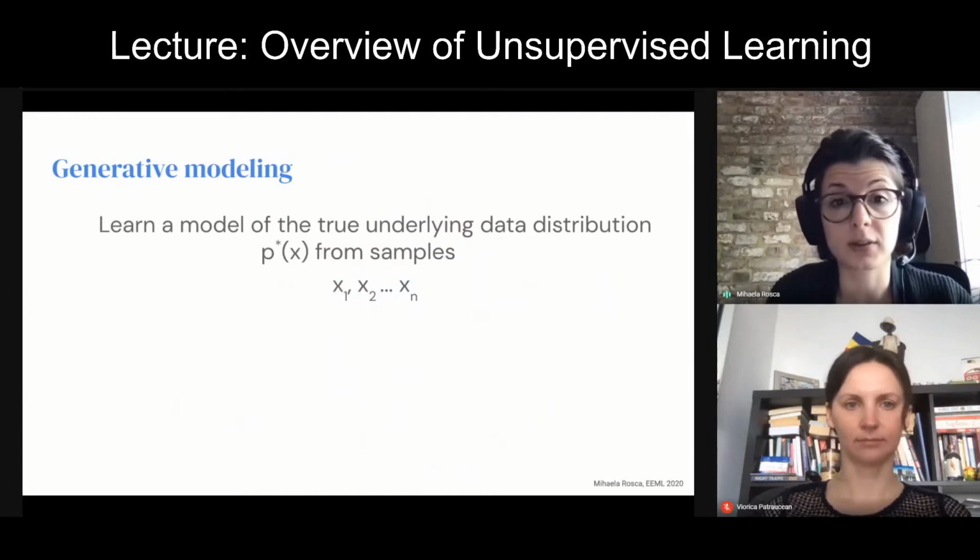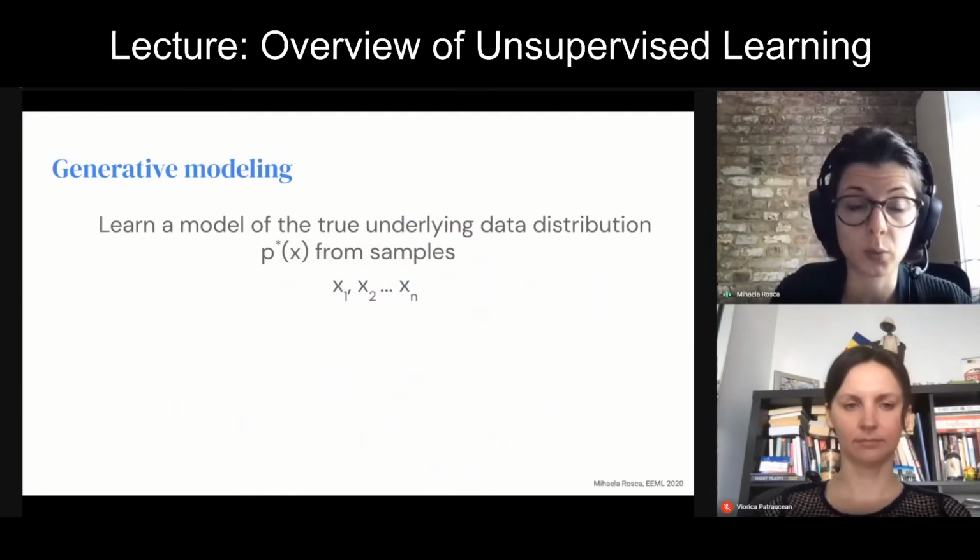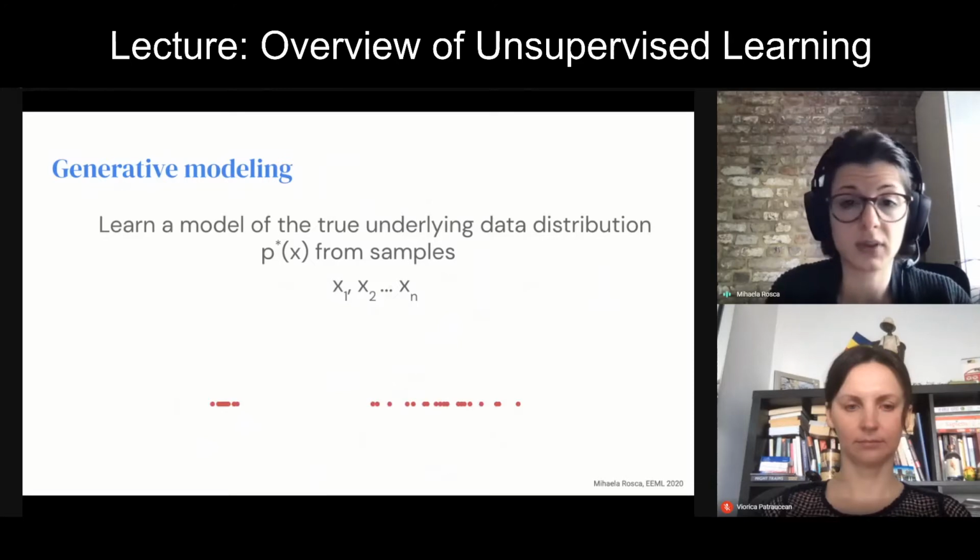There's also generative modeling. In generative modeling, we're trying to learn a model of the true underlying data distribution P star from a set of samples, which are our data set. So if this is our data, a small 1D example, we're trying to answer, well, what kind of distribution generated this data?